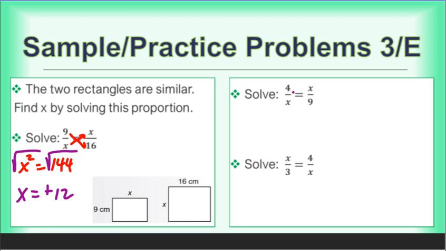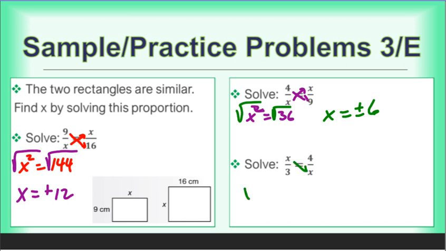Solve these other ones. Cross multiply. So we got x squared equaling 36. Undo a square, you find the square root of both sides. And so now I would have x equal positive and negative 6. And this one, since I had a positive and a negative, because I'm not dealing with units of measurement, I'm just using proportions, so I can have positive and negative numbers.